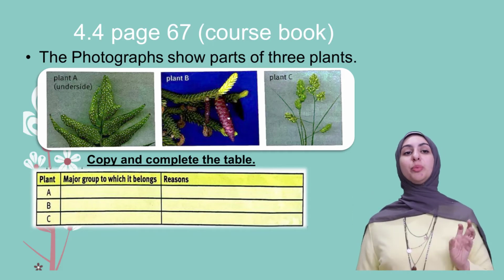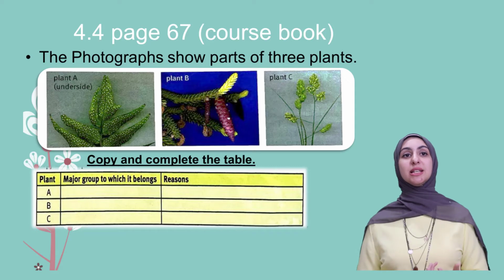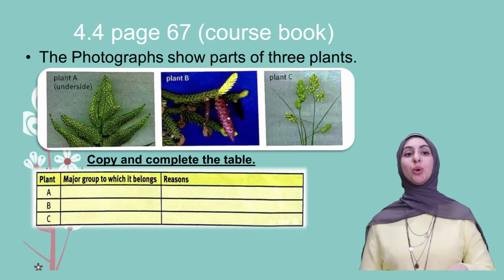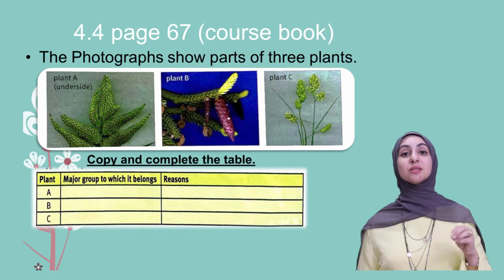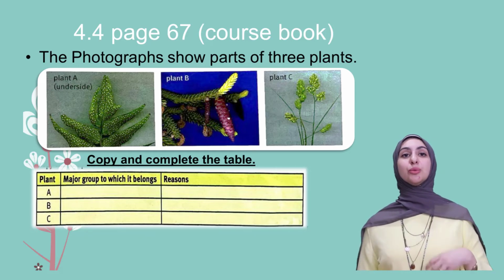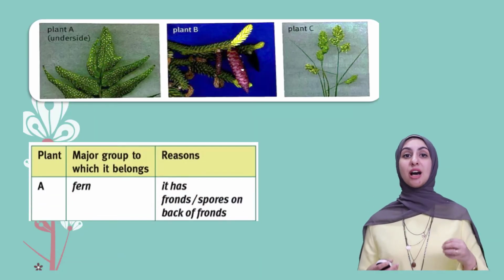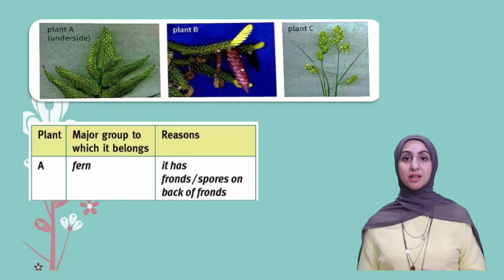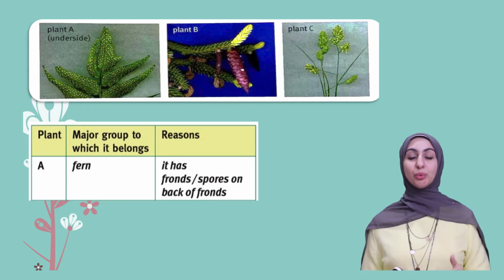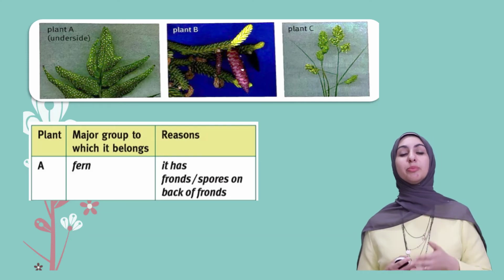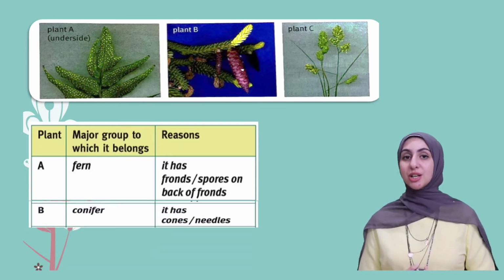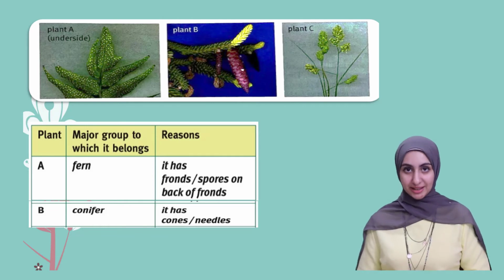Okay, for plant A, we can see some spores at the back of the frond leaves, right? So the major group for it is fern. And for plant B, we can see narrow needles, right? And also we can see cones. So the major group for this is conifers. And for plant C, we can see some flowers. So it is flowering plant.